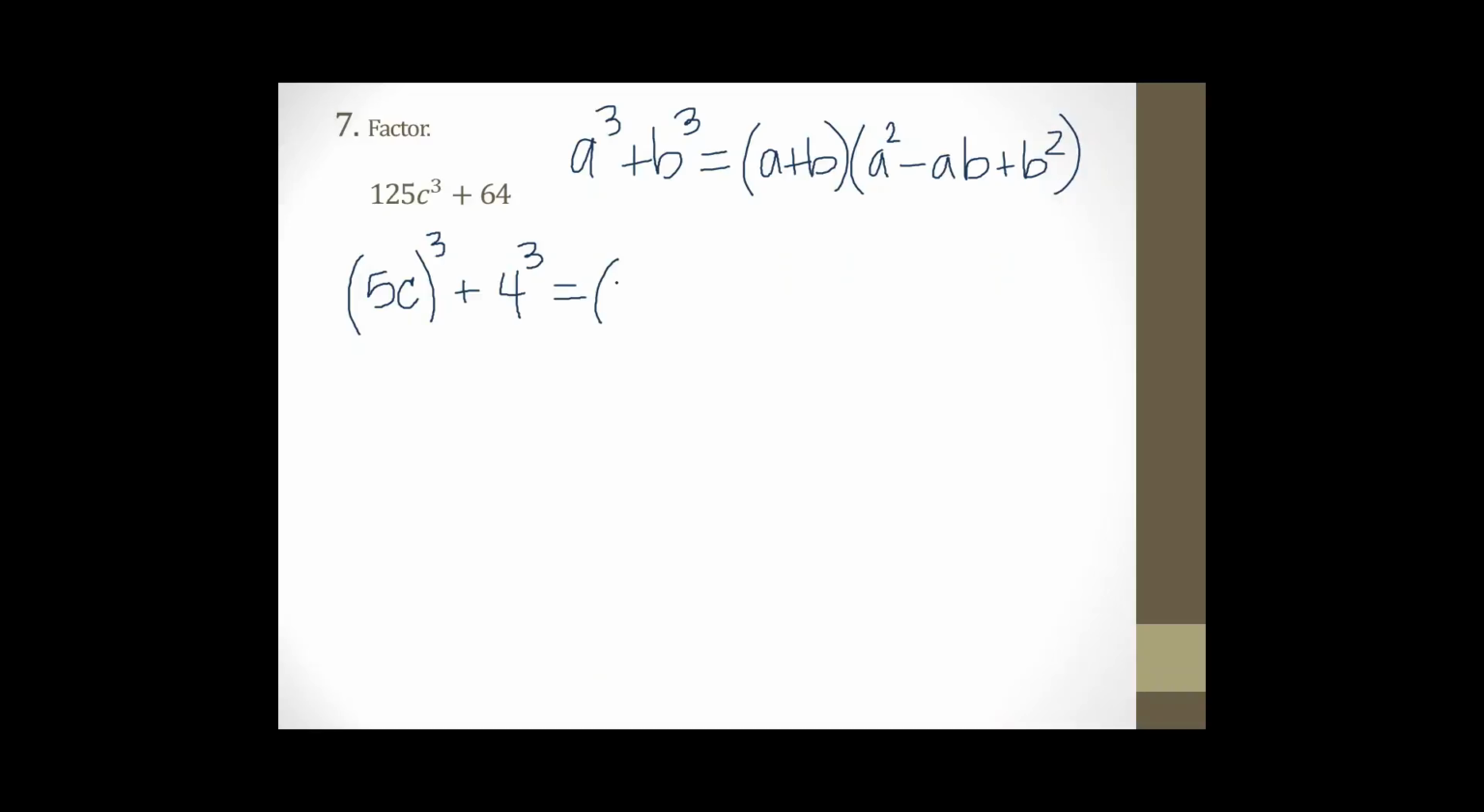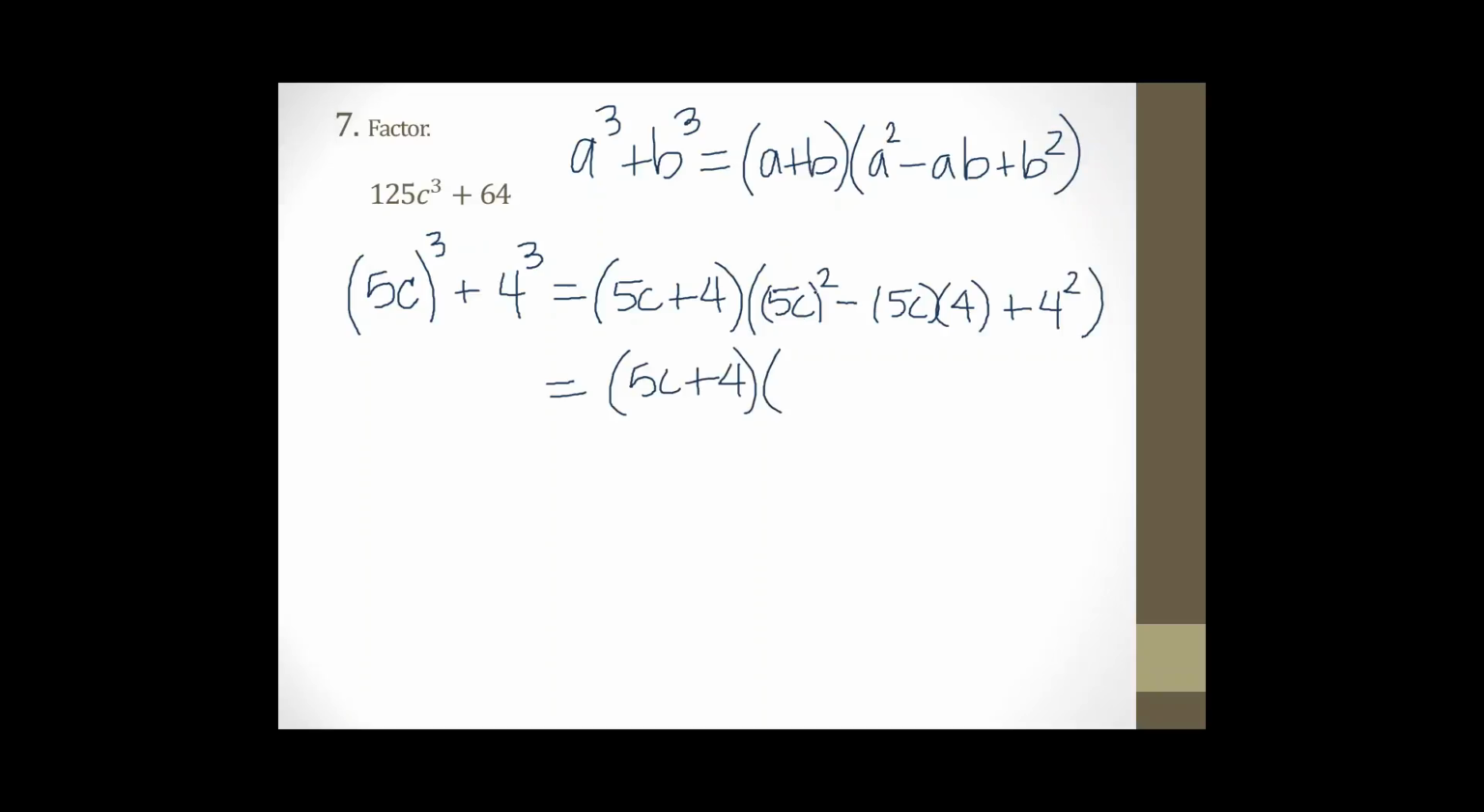So a plus b in this case would be 5c plus 4, then times a squared, which in this case would be 5c squared, minus a, which is 5c, times b, which is 4, plus b squared, which in this case would be 4 squared. Now let's clean this up. So we have 5c plus 4 times 25c squared, minus 5c times 4 would be negative 20c, and then 4 squared is 16. And so now we factored this sum of cubes.